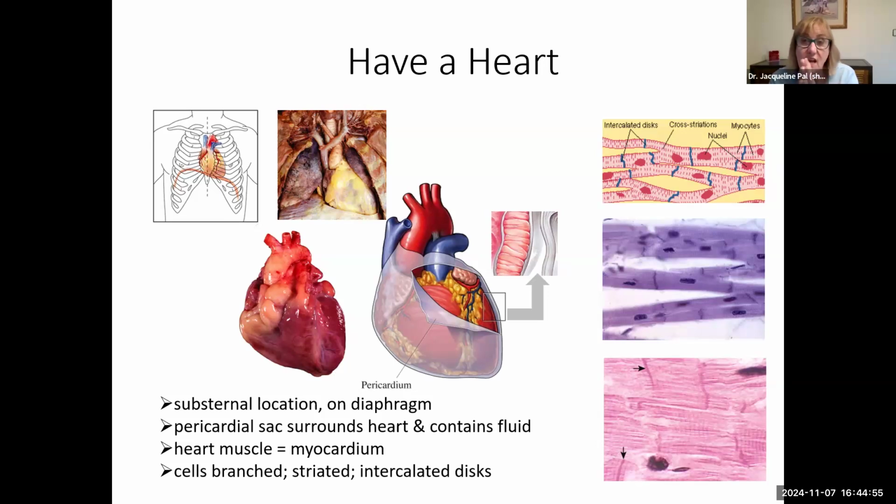And what that does is it allows ions in one cardiac muscle cell to almost immediately pass into the adjacent muscle cell. So when we are having depolarization happening in one muscle cell, that ion change is going to happen immediately in adjacent muscle cells. And because they're branched, it's not just going to be end to end to one, it's going to go to multiple adjacent muscle cells.